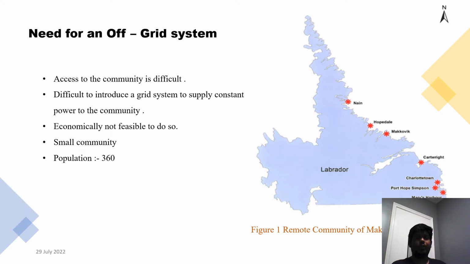As the remote community of Makkovik is very isolated, it is very difficult to access the community and thereby very difficult to introduce a proper grid system to supply constant power to the community. So alternative methods have been developed so that the community of Makkovik can satisfy its energy needs. It would not be wrong to state that introducing a grid to such a small area, which is so distant and isolated, for such a small population, would be economically not feasible.